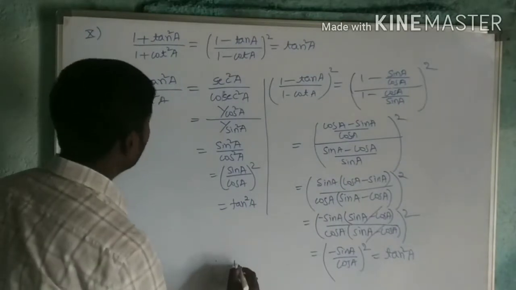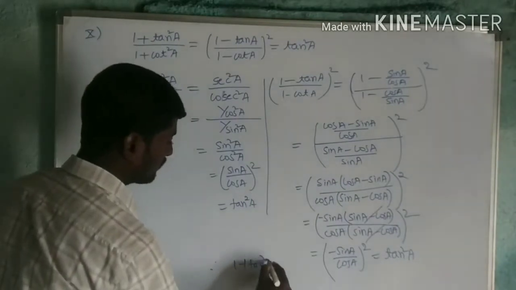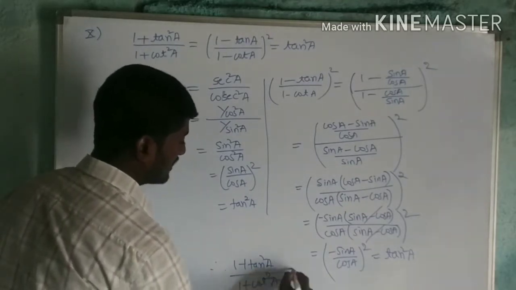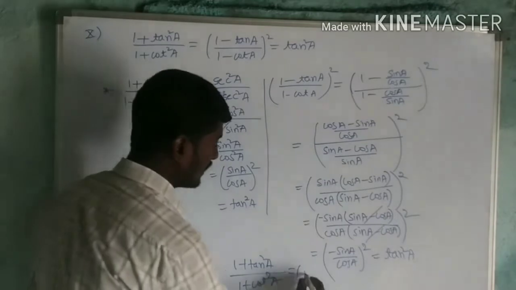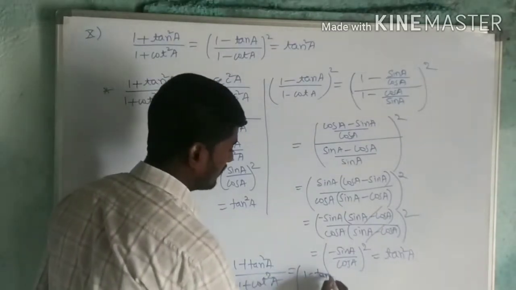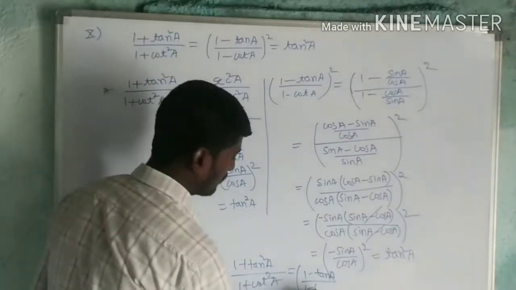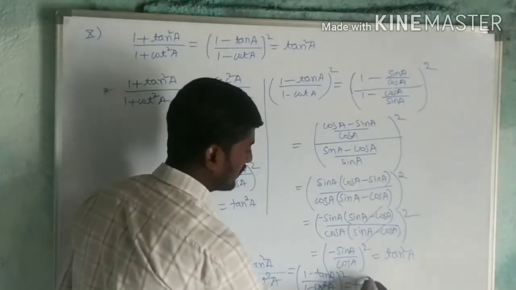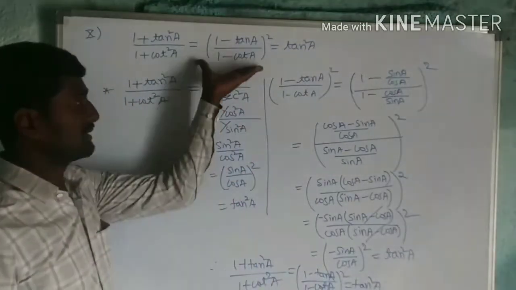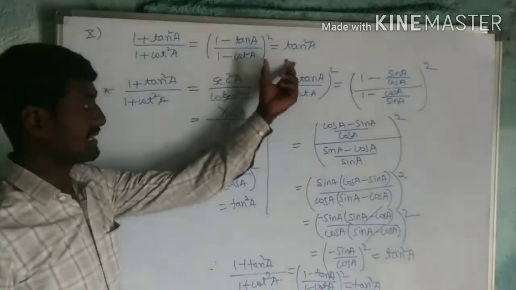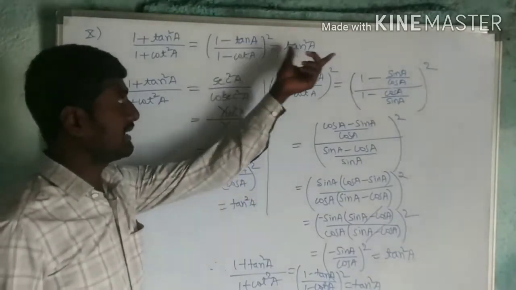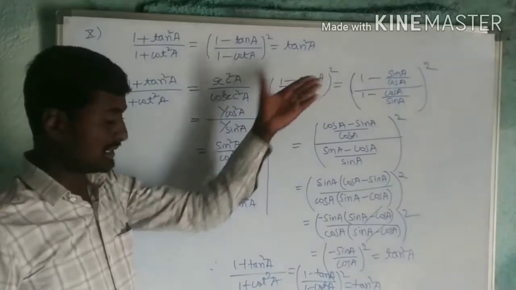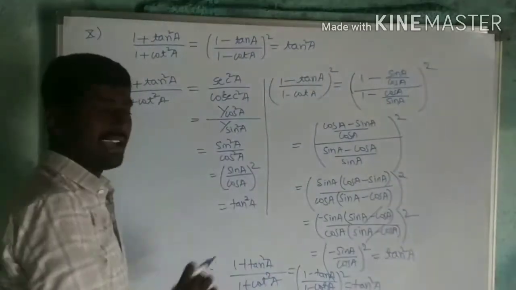Okay, that is (1 plus tan square A) divided by (1 plus cot square A) is equal to, what is that? (1 minus tan A) divided by (1 minus cot A) whole square, that is equal to what? Tan square A. At the end you should write the given problem only, because first and last term are equal, we proved here. Then second and third term are equal. Then automatically all these three terms are equal. Therefore I can write the given condition as it is.